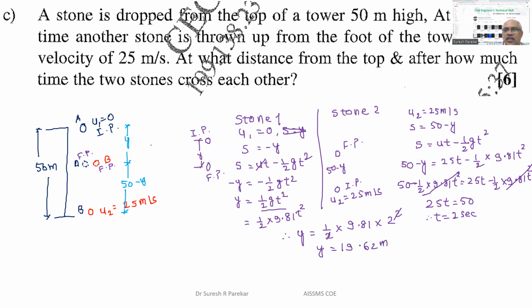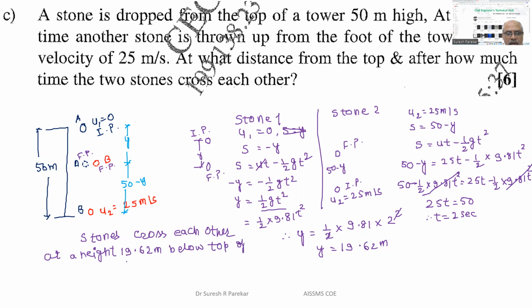So at what distance from the top and after how much time do the stones cross each other? So the stones cross each other at a height 19.62 meter below the top of the tower, after 2 seconds.